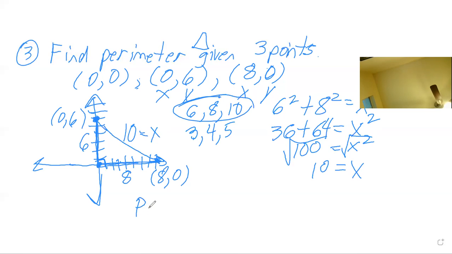But we need to find the perimeter. So perimeter is just 6 plus 8 plus 10.